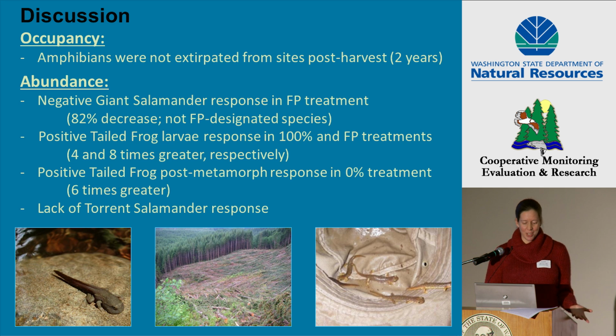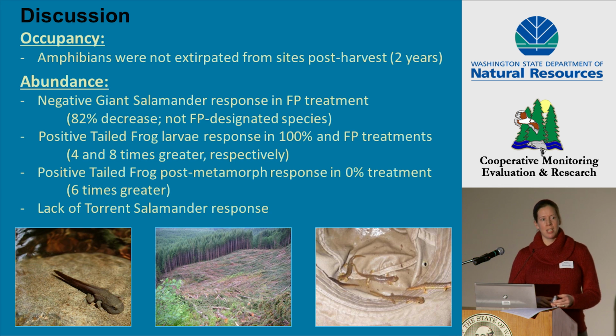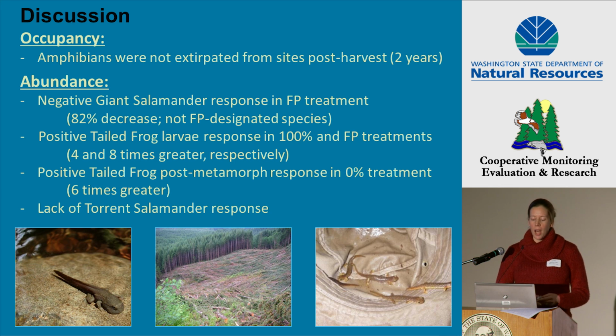So in conclusion, to summarize what I've tried to very briefly go through here today: for occupancy, we do not have any evidence that amphibians were extirpated from sites in the immediate 2 years post-harvest. For abundance, we did observe a negative response for 1 species, the giant salamander, in the forest practices treatment, where we observed an 82% decrease from what we would have anticipated based on reference conditions. However, giant salamanders, to remind you, are not a forest practices designated species.